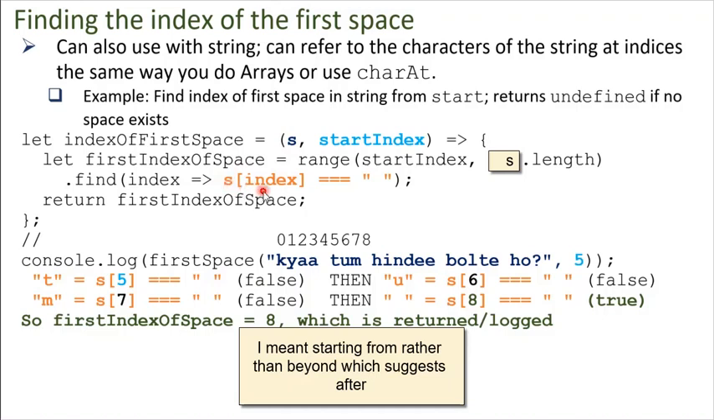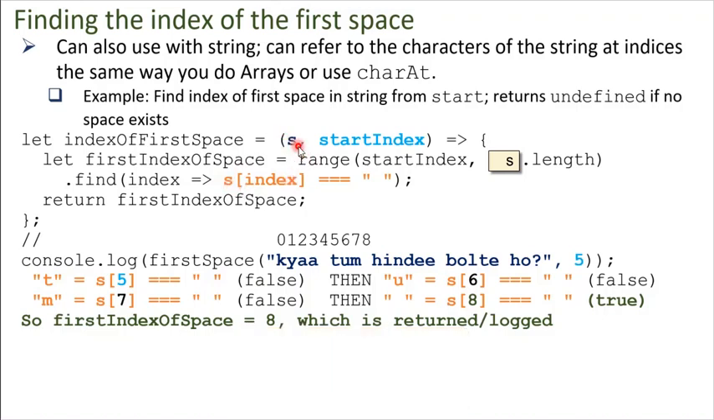And when you use S of index, if S is a string, it's going to refer to the character at that index. So you could have also done s.charAt(index), right? And since we want the first one that's a space, in our condition, the output from this function, we check if S of index equals a space, right?